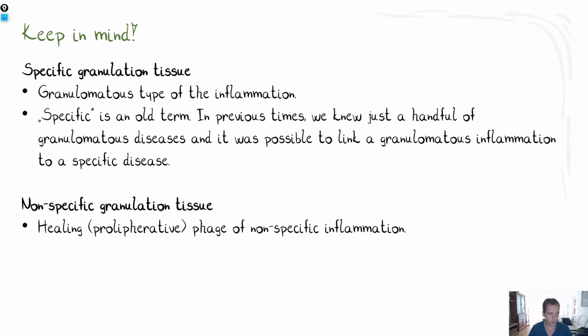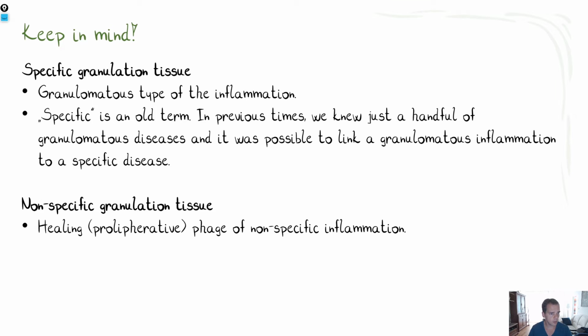So non-specific granulation tissue is just a normal healing process of non-specific inflammation, or it doesn't necessarily need to be inflammation. The granulation tissue also replaces wounds, for example. So non-specific granulation tissue has nothing to do with the granulomas. Specific granulation tissue, on the other hand, is a synonym for the granulomatous type of inflammation. So the specific granulation tissue means those granulomas with necrosis and with lymphocytes and everything else.